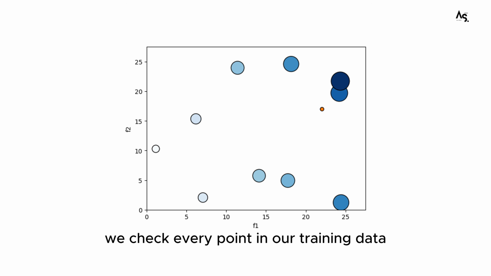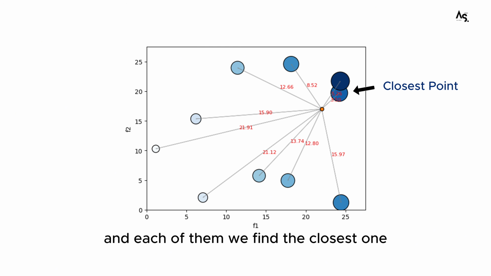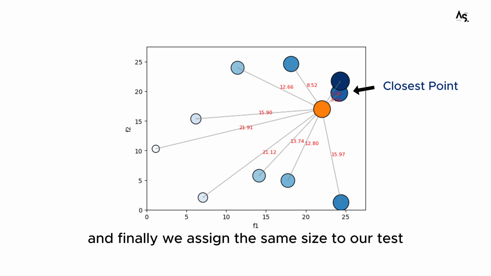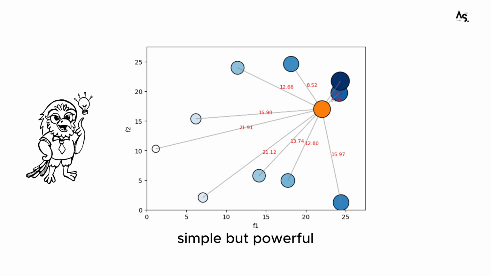We check every point in our training data. We measure the distance between our test circle and each of them. We find the closest one. And finally, we assign the same size to our test circle as its nearest neighbor. Simple but powerful. The closer the neighbor, the more likely they have similar sizes.